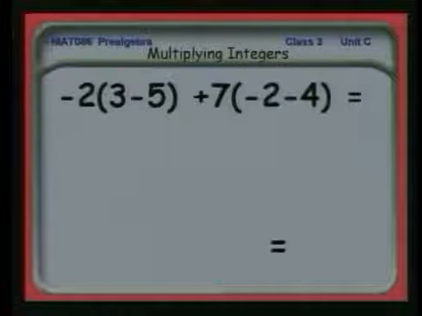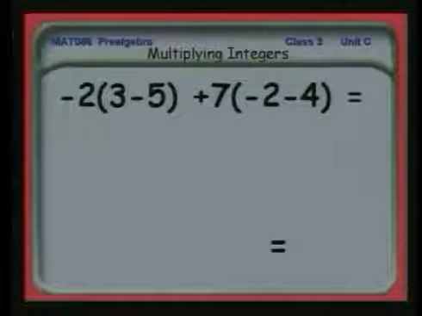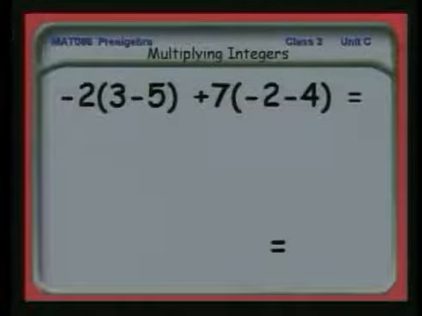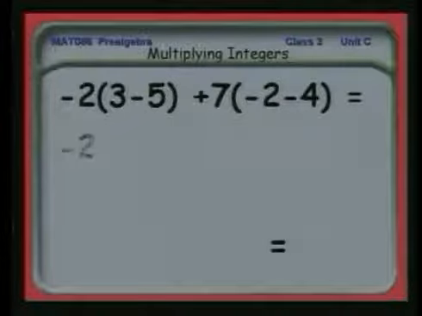Let's look at something a little bit more interesting. If I have minus 2 times the quantity 3 minus 5 and 7 times the quantity minus 2 minus 4, let's see what we would get here.